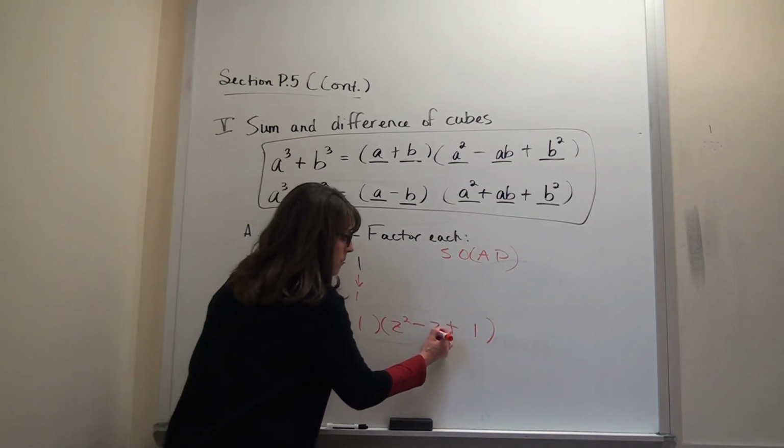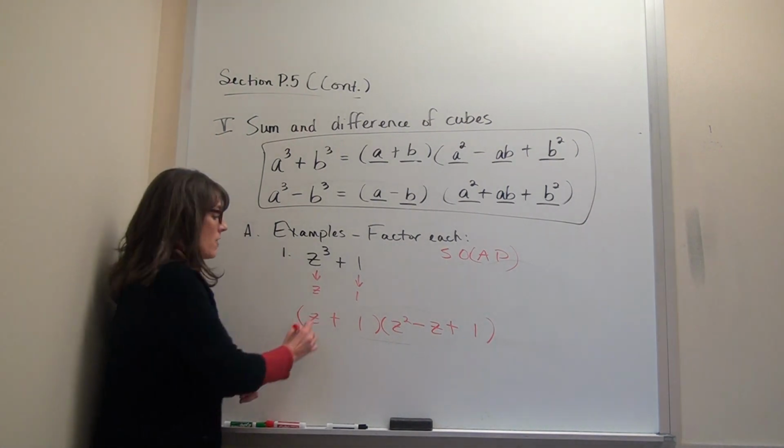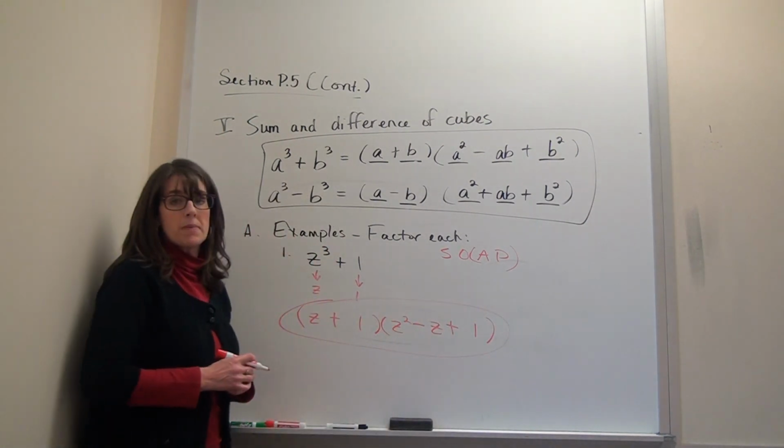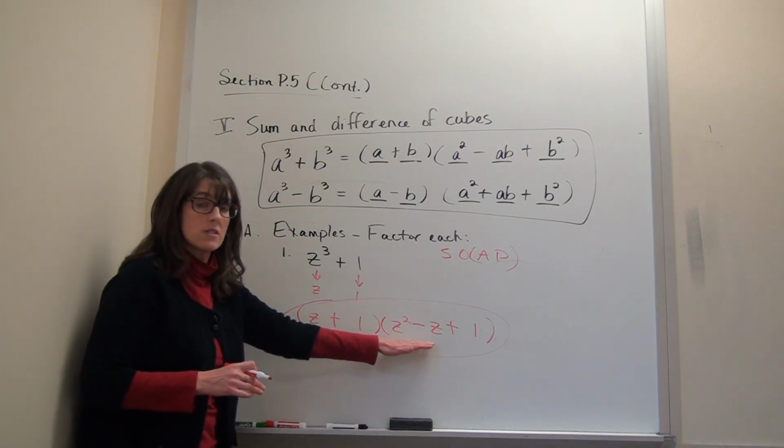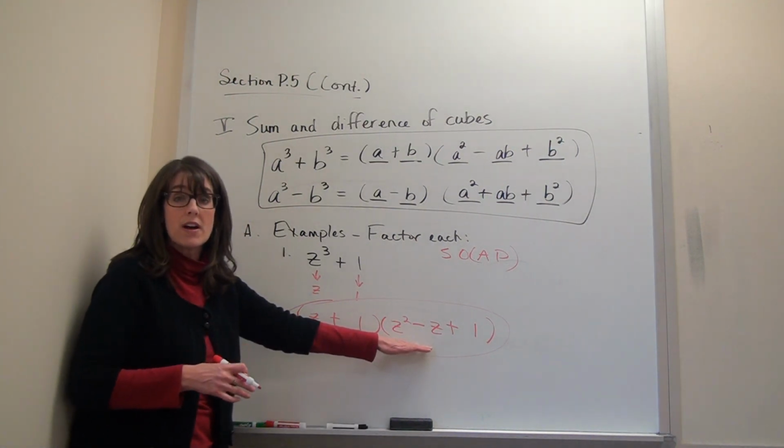Multiply the 2 together for the middle. There we go. That's how you factor your sum of cubes. Now remember, I told you that especially with that repeated factorization, you should always look at this and say, is there anything further that I can do? Can I factor this anymore?